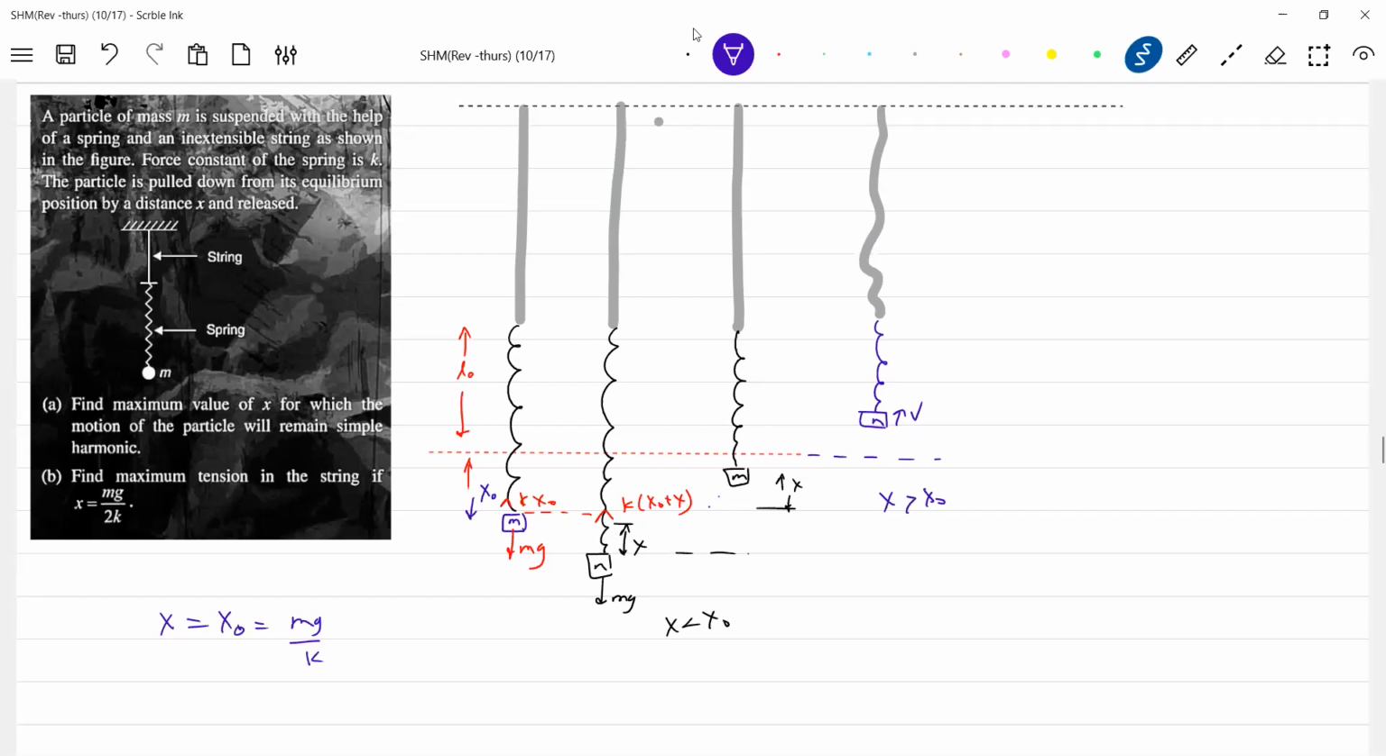I think the objectives can be asked, very simple idea. The maximum tension in the string if X equal to mg by 2k, where the maximum tension is possible at the mean position at the lower extreme only. Let me come to the next part.